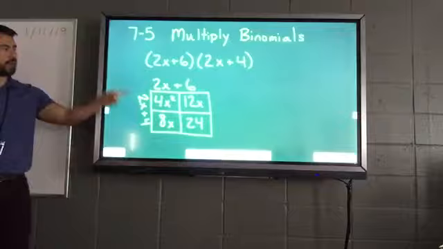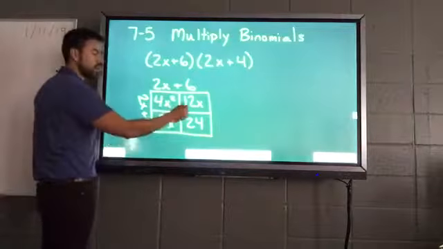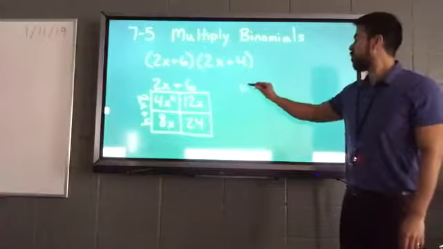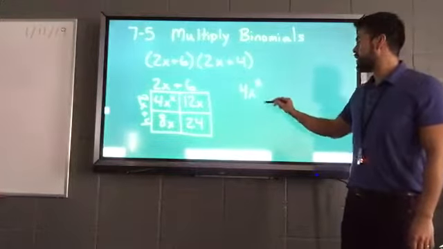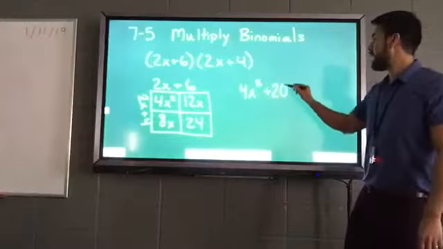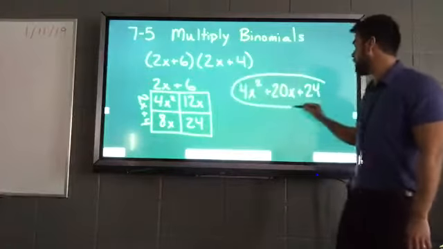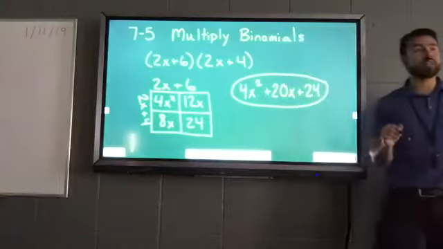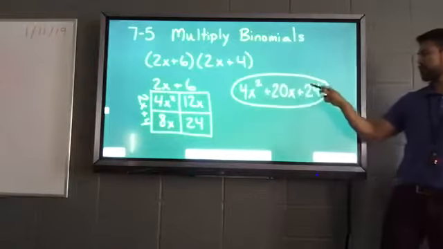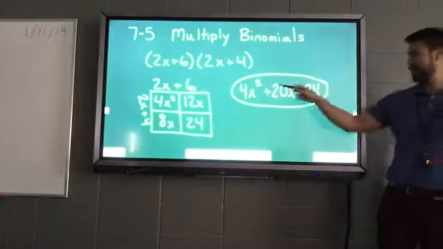That's modeling binomial multiplication. And then you realize that there are like terms right here. So your final answer should be 4x squared. And then what happens when you combine those? You get 20x, and then you add 24. And that not only is your complete answer, but it's also written in a certain form. Standard form. X squared, x to the first, x to the 0.